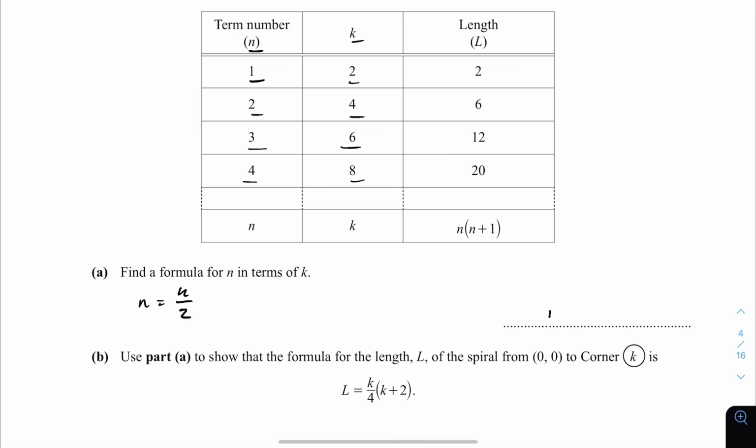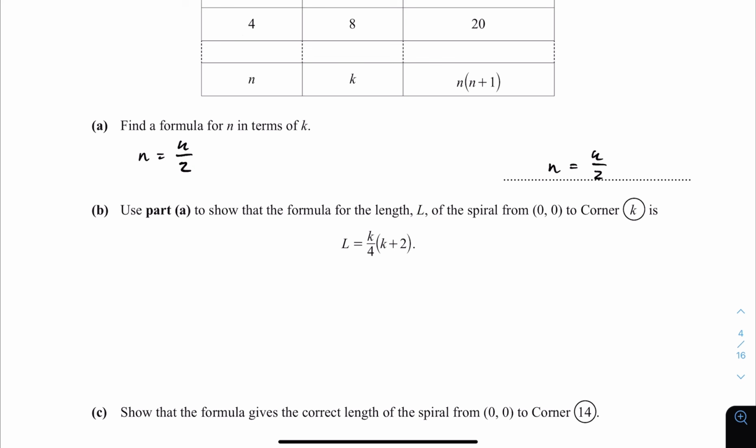Let me write it over here. I don't know why I didn't write it over there in the first place. Let me get rid of some of these annotations. Okay, great. So use part A to show that the formula for the length L of the spiral from 0, 0 to corner K is K over 4 times K plus 2.